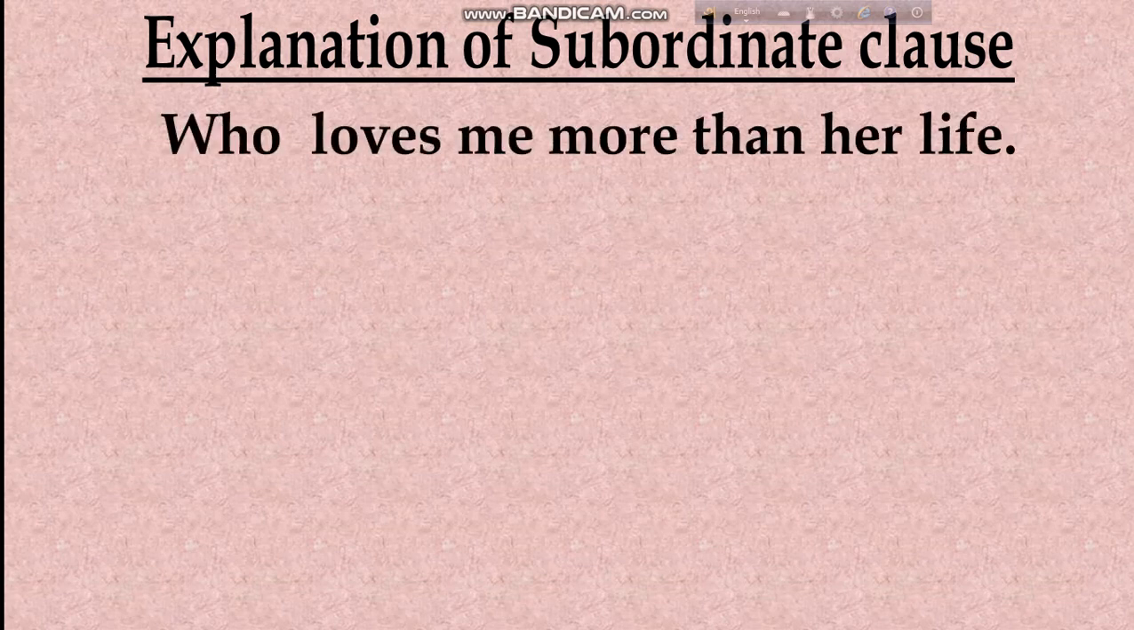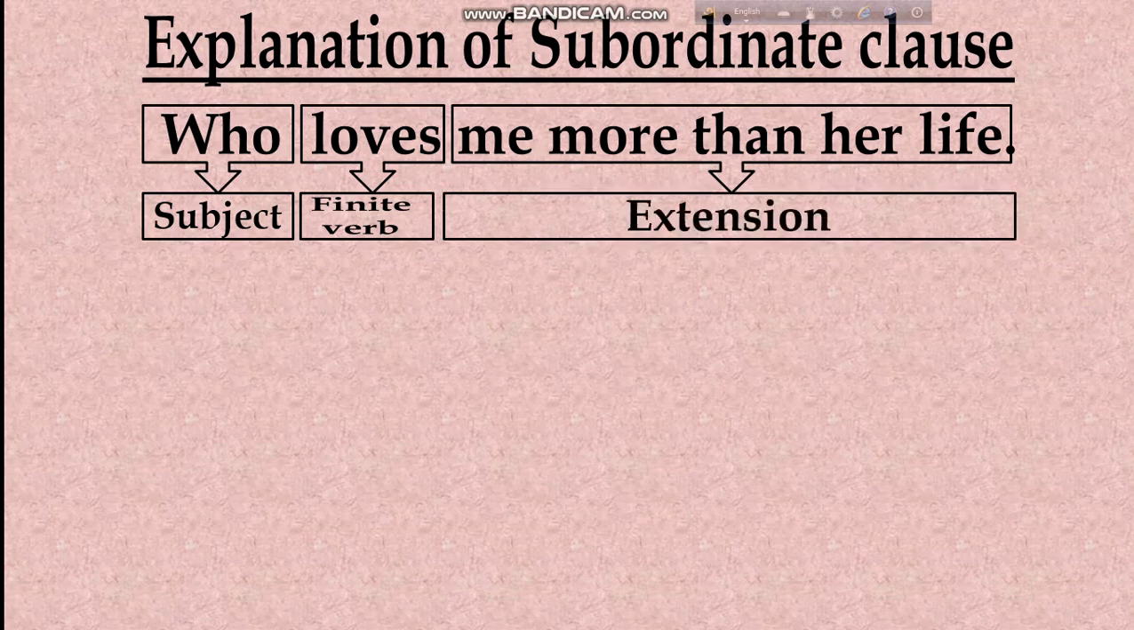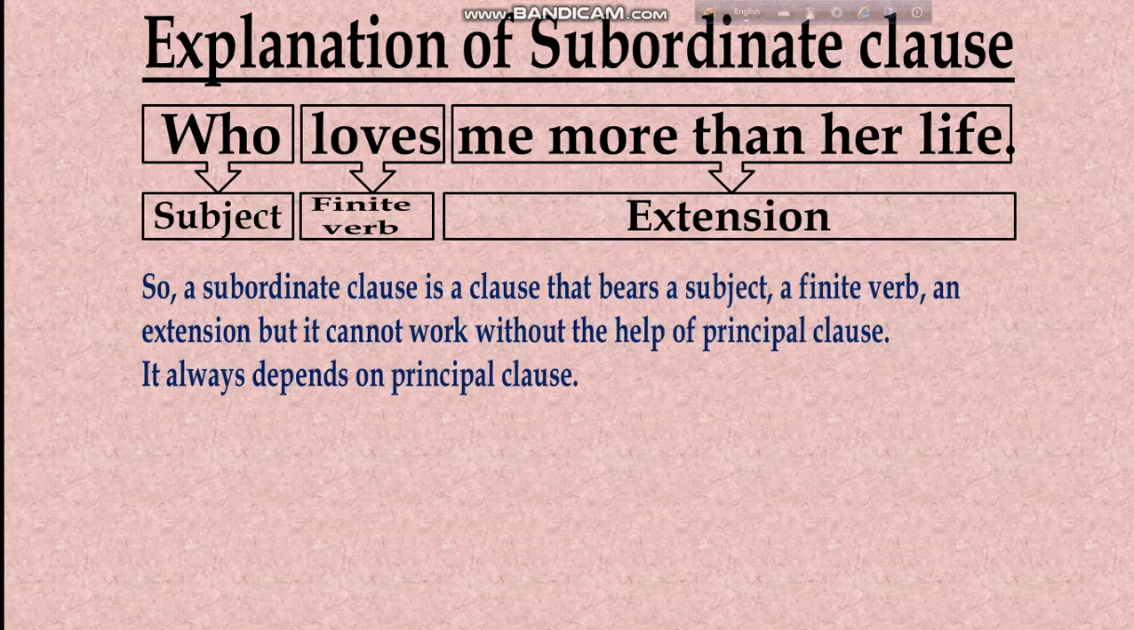Explanation of subordinating clause: Who loves me more than her life. This is a subordinating clause with a subject, finite verb, and extension. Here you can see who is a relative pronoun, and with who a part of a sentence is giving meaning. So a subordinating clause is a clause that bears a subject, a finite verb, and extension, but it cannot work without the help of a principal clause. It always depends on the principal clause.